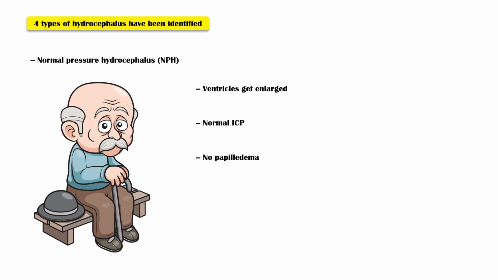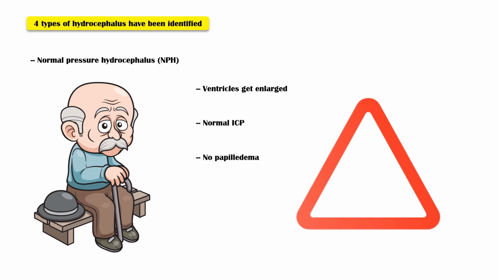Normal pressure hydrocephalus is characterized by a classic triad of symptoms: gait apraxia, where the patient is unable to initiate walking movements, dementia, and incontinence, initially urinary, followed by fecal incontinence. Patients with normal pressure hydrocephalus also have exaggerated reflexes and a positive Babinski sign. Headache is not usually apparent in normal pressure hydrocephalus.